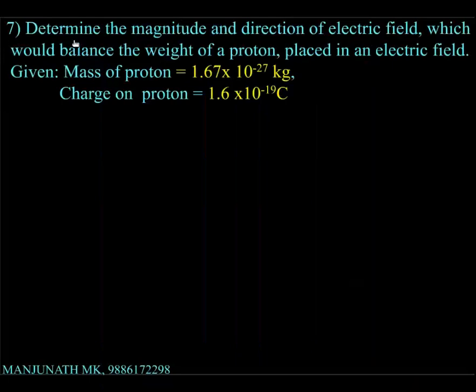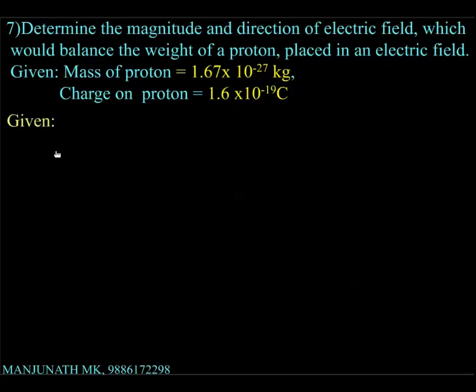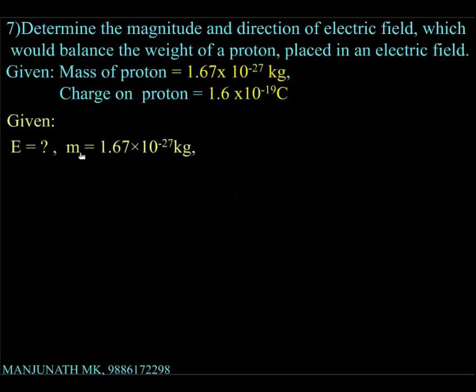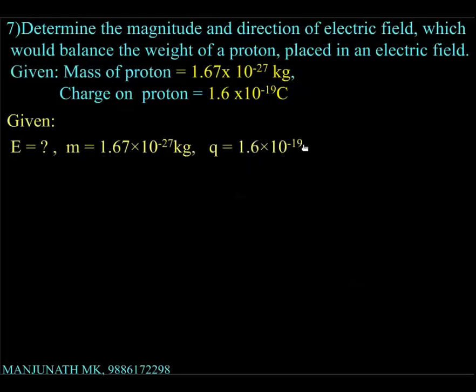Problem number 7. Determine the magnitude and direction of electric field which would balance the weight of a proton placed in the electric field. Given mass of the proton is equal to 1.67 into 10 to the power of minus 27 kg. Charge on the proton is equal to 1.6 into 10 to the power of minus 19 coulomb. Now this electric field has to be calculated. Now let us understand the problem.